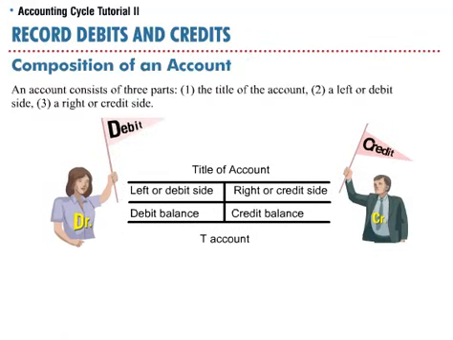An account consists of three parts. 1. The title of the account. 2. A left or debit side. 3. A right or credit side. The basic form of the account is shown here.